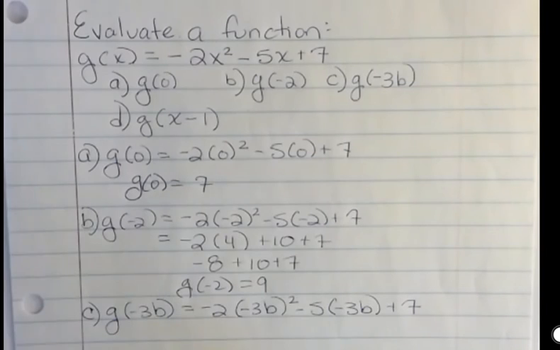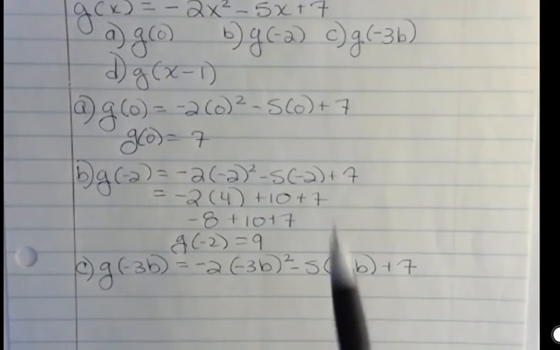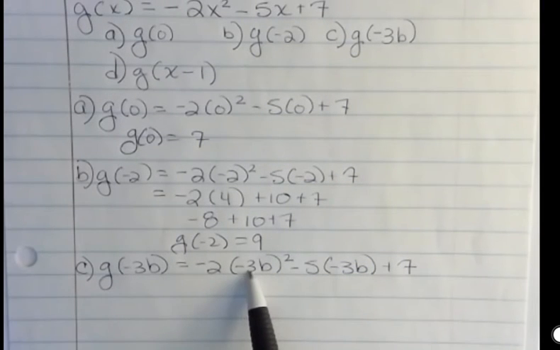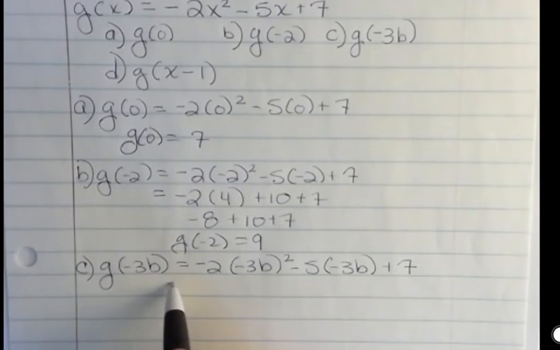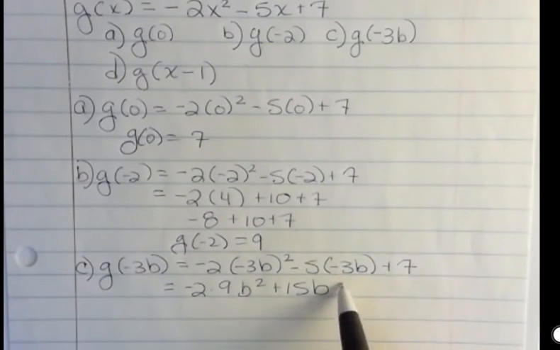All right. In the third one, I'm replacing that with a negative 3b. So where I used to see x, I put in negative 3b. And where I used to have the other x, I'm putting in negative 3b. So notice that in each case, I'm replacing the x with what I was given as a replacement value in the problem. So now I'm going to say, what is negative 3 squared and what is b squared? Well, this negative 2 is out front. Negative 3 squared is positive 9 because negative 3 times negative 3. And then b squared. Negative 5 times negative 3 is positive 15b, and then plus 7.